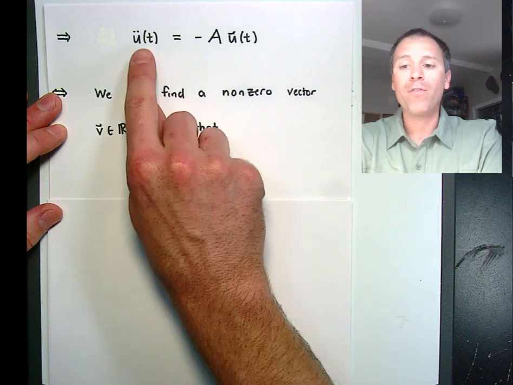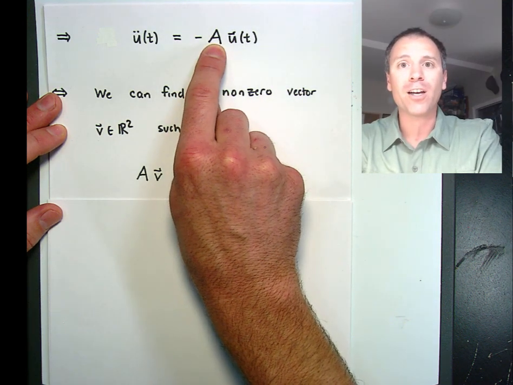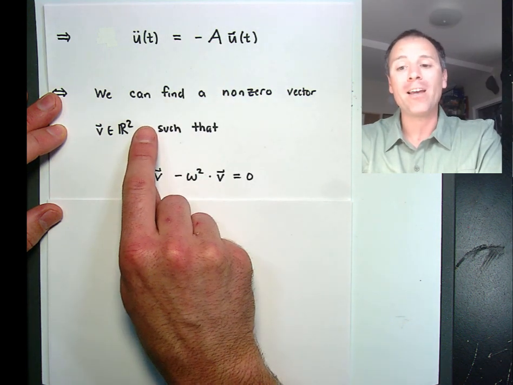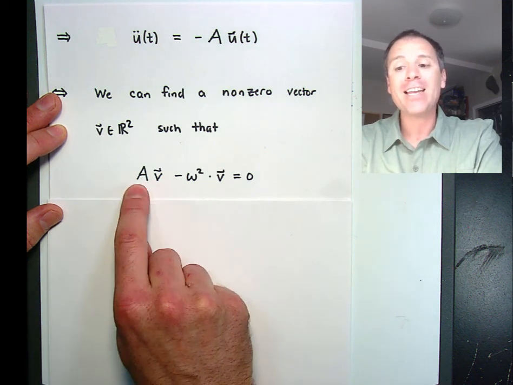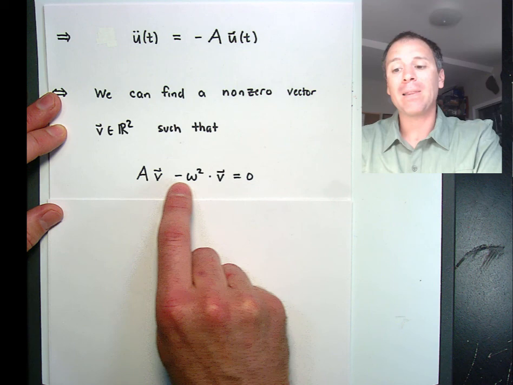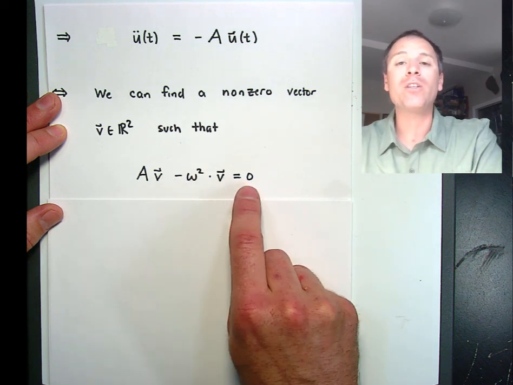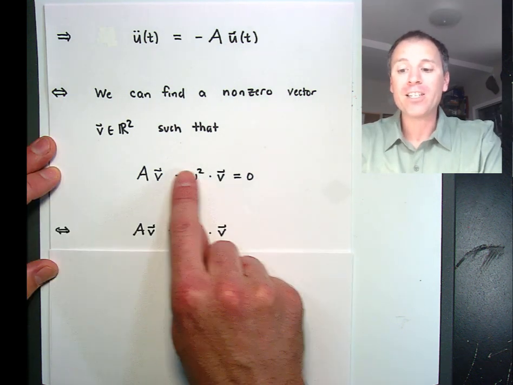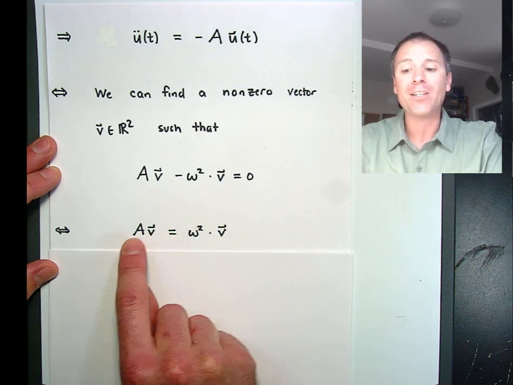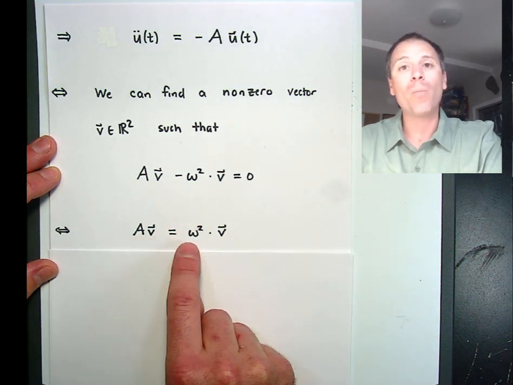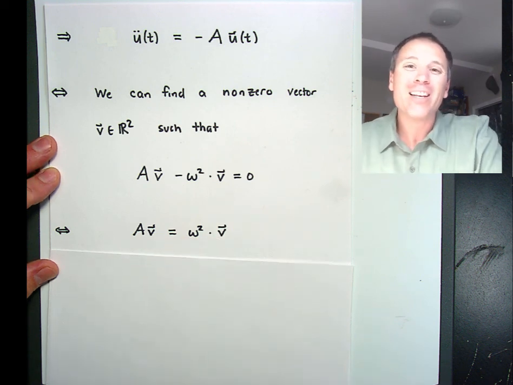In order to solve this problem under the cosine ansatz, that will be true only if we can find non-zero vectors v such that A times v minus omega squared times v is equal to the 0 vector. But if we bring this negative term over to the other side, we're looking for non-zero vectors v such that A times v is equal to omega squared times v. Let's go ahead and introduce some notation.